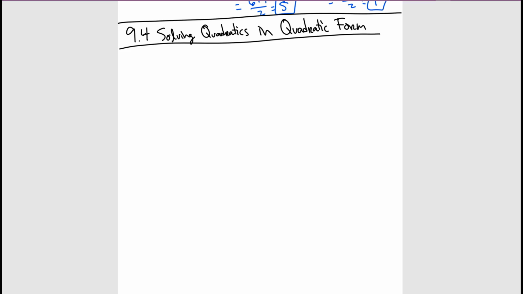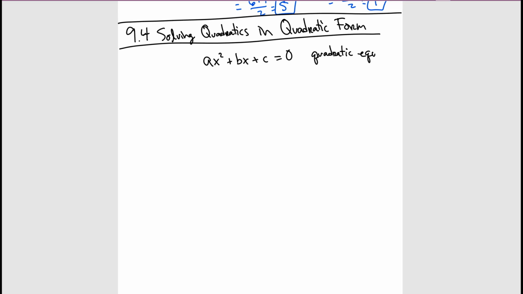In this section, we're going to look at some equations that look really weird, but can be reduced as a quadratic. And this is going to be really important, especially if you're going to go into trigonometry. So one thing to look at is that a quadratic equation looks like this: ax squared plus bx plus c is equal to 0.